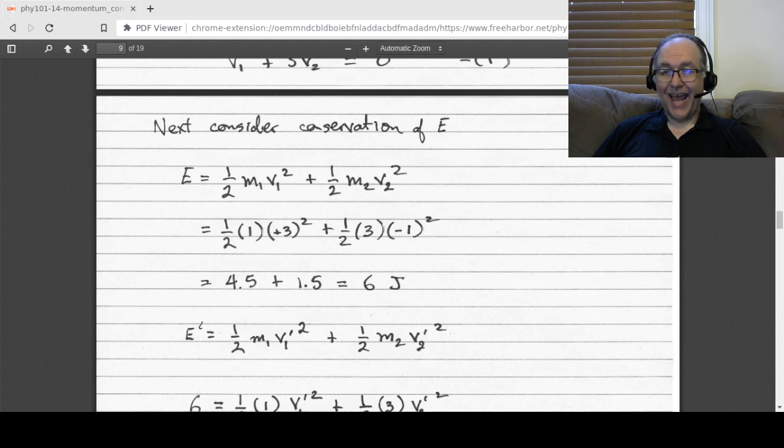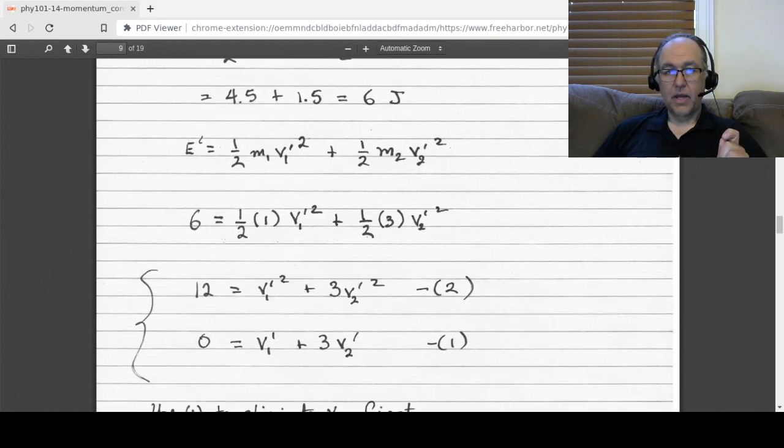It's an elastic collision, and so energy is conserved. And so over here, when we do it again, E primed, that's the energy after the collision, it's the same formula: 1/2 m1 v1 primed squared plus 1/2 m2 v2 primed squared. And we substitute in all the numbers. We don't know v1 primed and we don't know v2 primed.